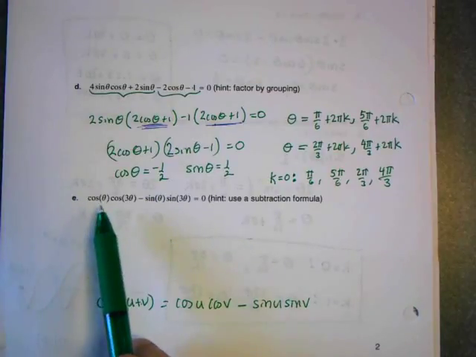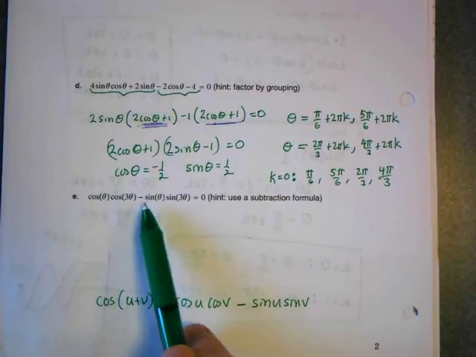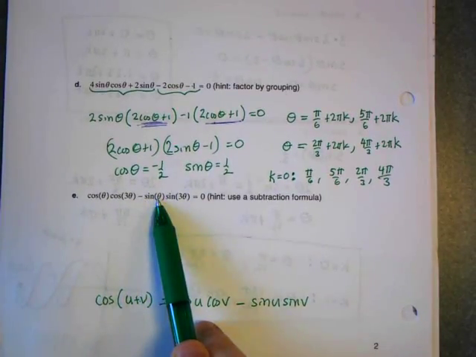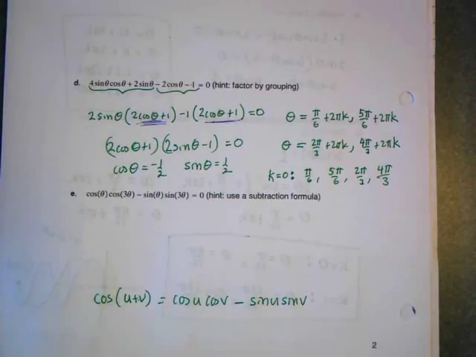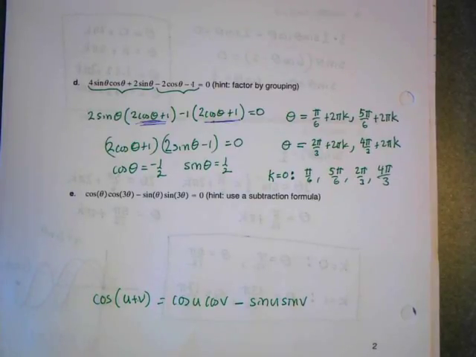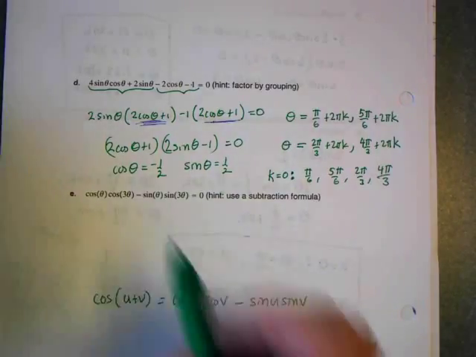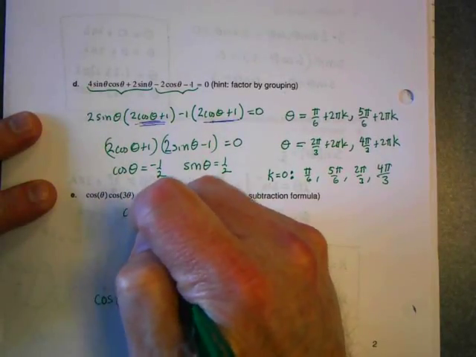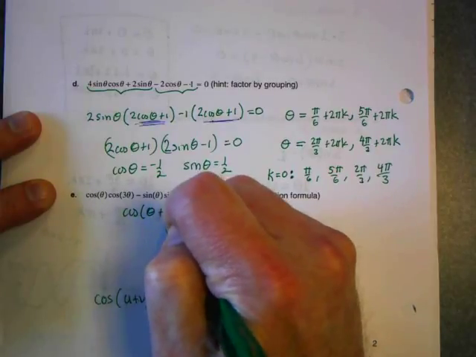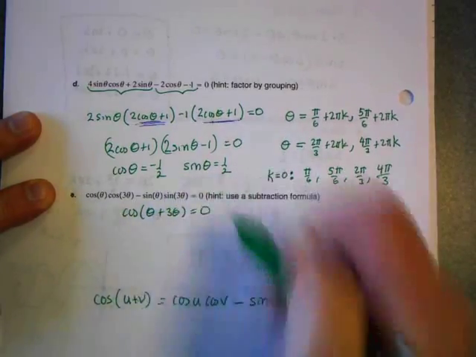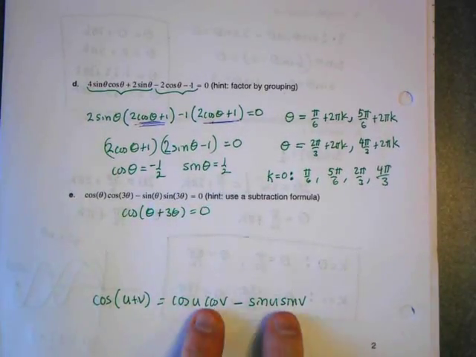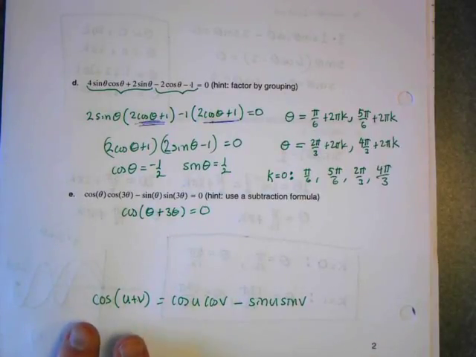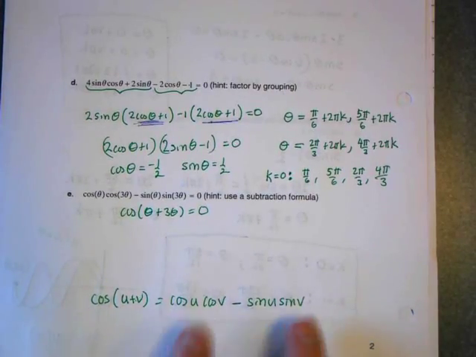So, cosine theta, cosine 3 theta, minus sine theta, sine 3 theta is a fancy way of writing what? Cosine of theta plus 3 theta, using this formula from right to left. In past sections, we always used it left to right. Today, we're using it right to left.